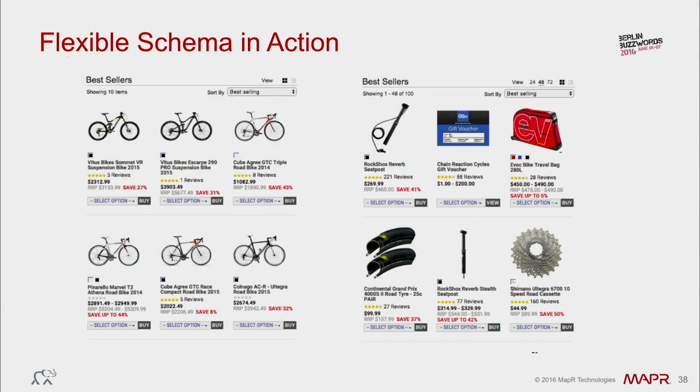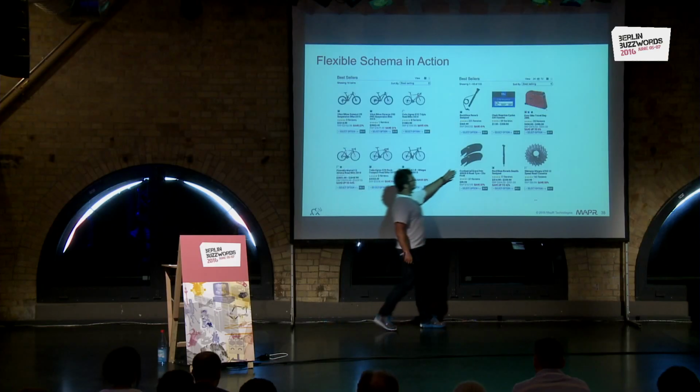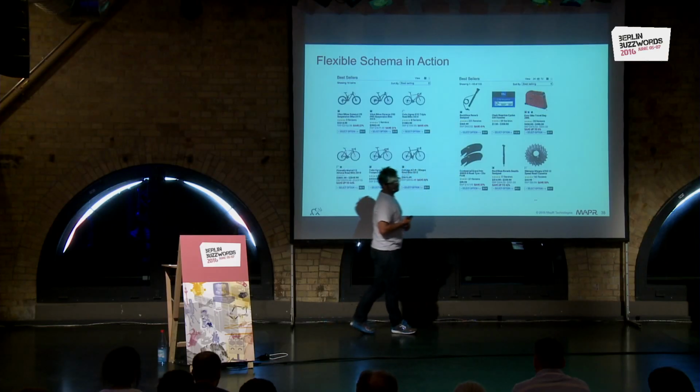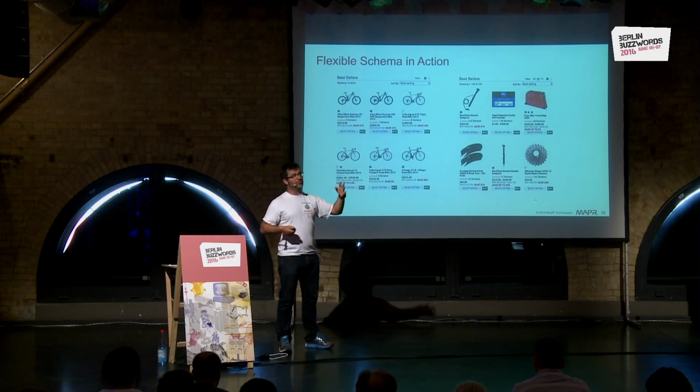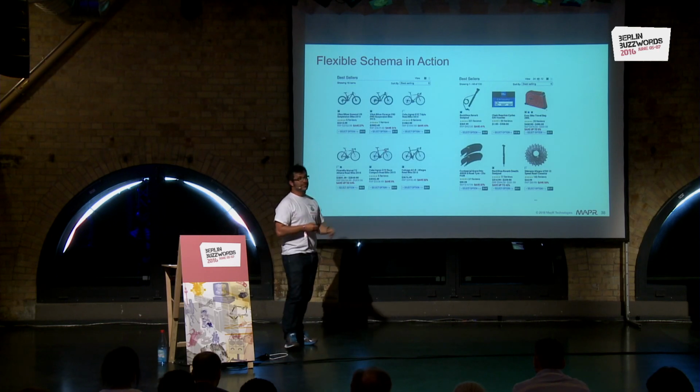If you look at an e-commerce platform, and you have big specialists here in Berlin, when you look at products, you have many, many, many products. You know that a bike and a set of tires don't have the same characteristics. They are products. They have a price. They have a brand. But the way you describe a bike and the way you describe a tire are totally different.